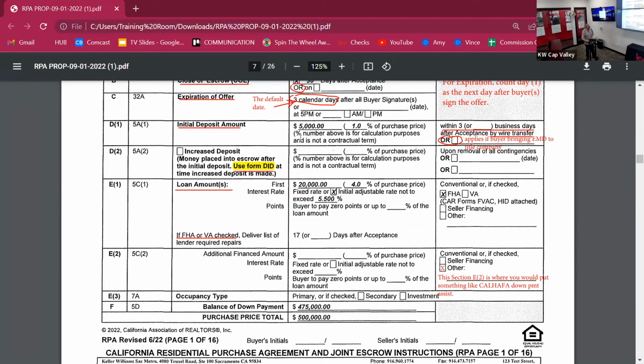Initial deposit amount. In this case, for the dummy contract, $5,000. This 1% that is shown here is just for information and calculation. That is not saying that 1% is required. It's not. It's just telling you that the amount there is 1% of the purchase price. Now, in countering back and forth, the other side might want to see a higher earnest money deposit. The fact of the matter is, the earnest money deposit is what is used as liquidated damages if the buyer were to default. So liquidated damages.